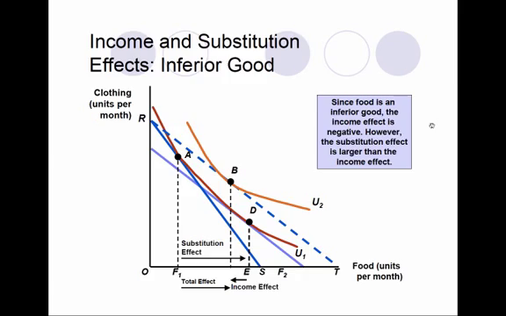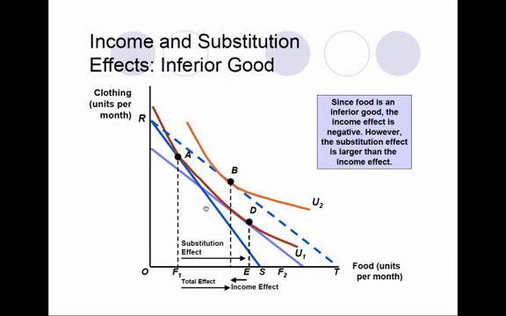Okay, now in the case of the inferior good, the first thing to note is that the income effect is going to slightly reduce my substitution effect, but that the total effect is still working in a direction where we buy more of a good as the price falls.